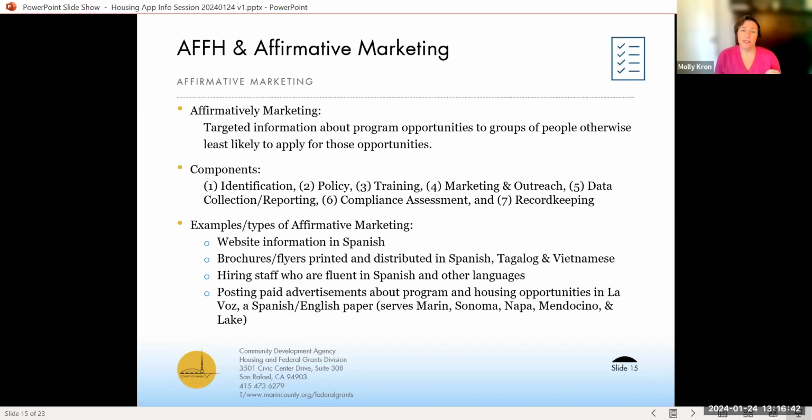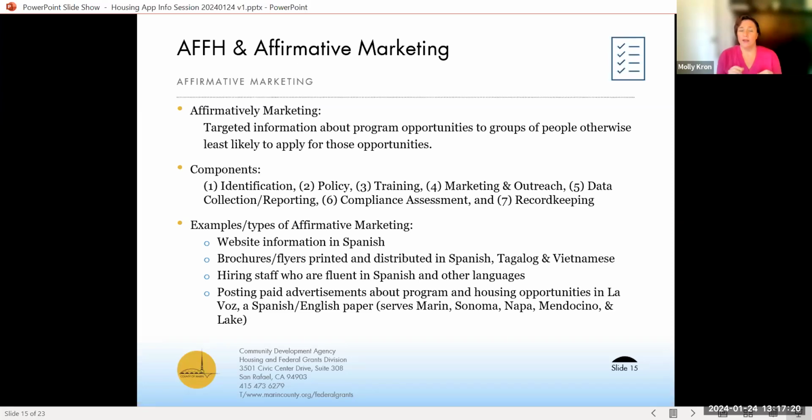Some of these components that go into affirmative marketing include data analysis and identification of populations that are least likely to be served. Here in Marin County, because we are an affluent white community, we really look at affirmative marketing around targeting demographics that are racial and ethnic minorities, people with disabilities, families with children under 18. It's really going and reaching out to those communities.